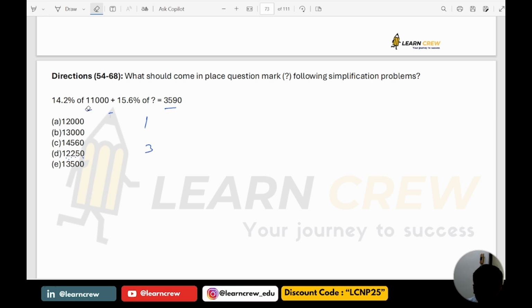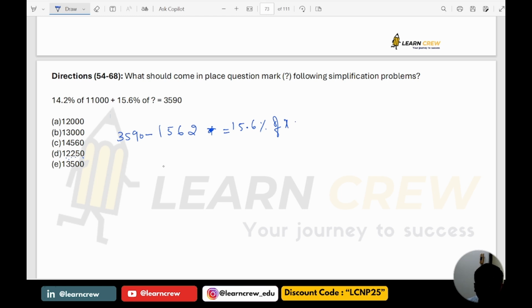One thing, 14 point, you can do very quickly. Okay, by 100, 2 zeros cancel, and the point cancels. 142 into 11. 142 into 11 means 1562. Plus 15.6 percentage of x. So this 1562, let us subtract from 3590. 3590 minus 1562 is 15.6 percentage of x.